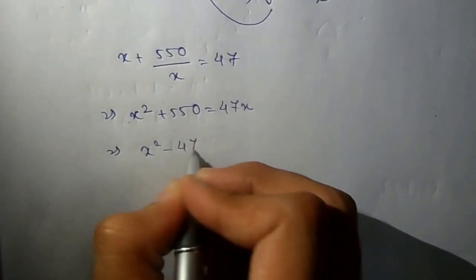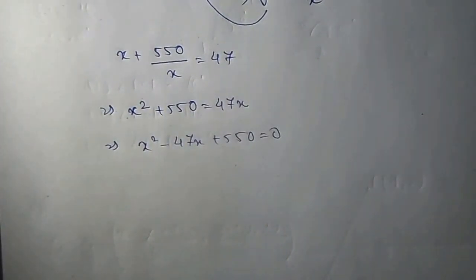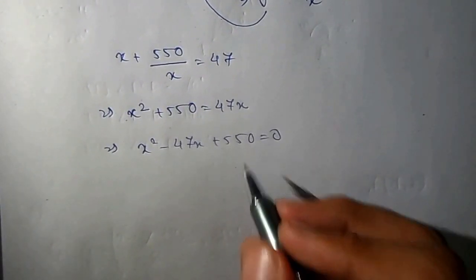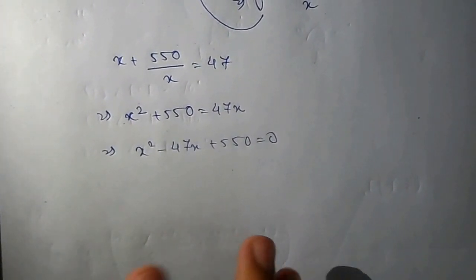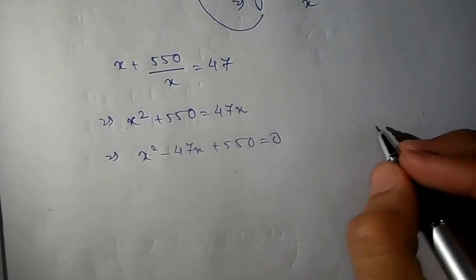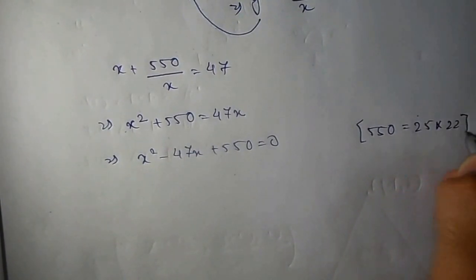x square minus 47x plus 550 equals 0. Now this can be solved by middle term factorization. If we break this down, we will get 25 into 22, which will add up to 47. Yes, 25 into 22. So write it over here: 550 equals 25 into 22.